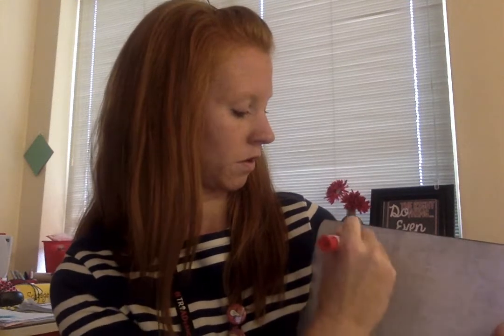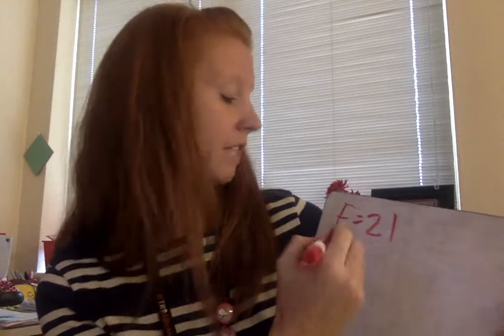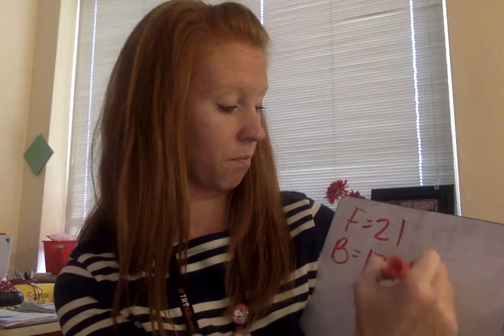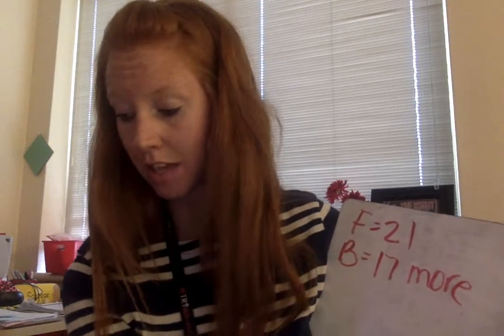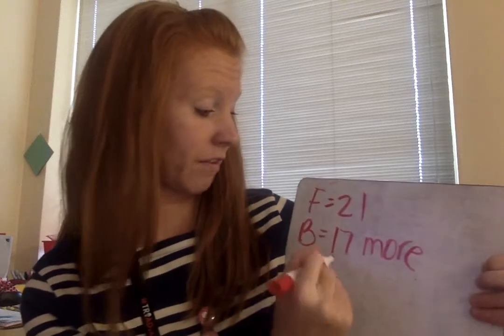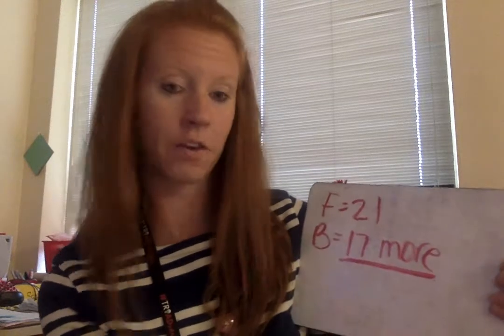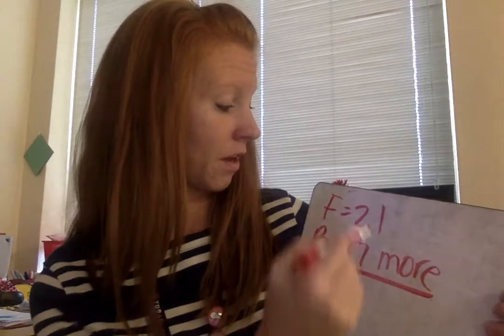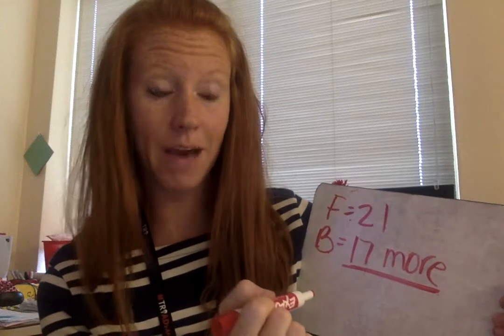Okay, the first thing I'm going to do is circle the numbers and underline the question. We know it takes Molly 21 minutes to mow the front lawn. I'm going to put an F for front. And it takes her 17 more minutes for the back lawn. 17 more. And the question is asking us, how long does it take Molly to mow the back lawn? We know it takes her 17 more minutes than the front lawn. We learned that more means that we're going to add. So we're going to add the front lawn and the back lawn time.